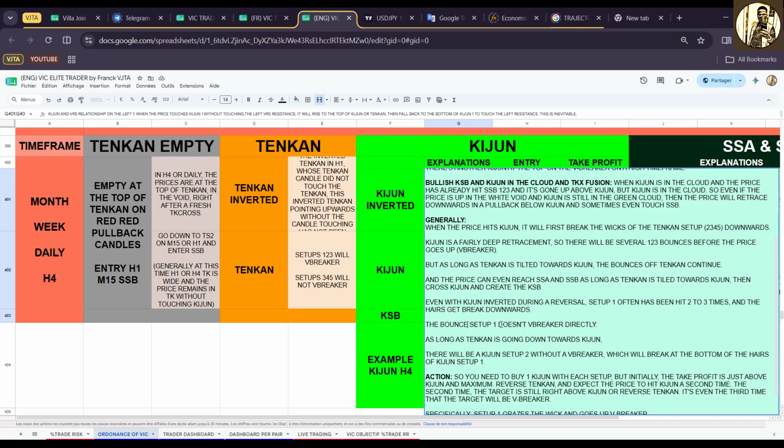The bounce of setup 1 doesn't break the V directly. As long as Tenkan is going down toward Kijun, there will be a Kijun setup 2 without a V breaker, which will break at the bottom of the wick of Kijun 1.